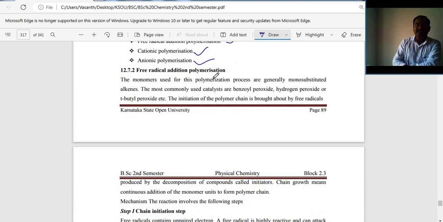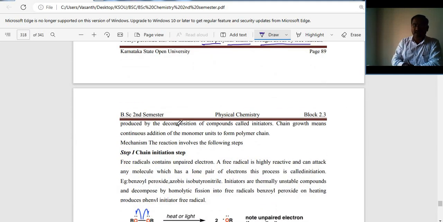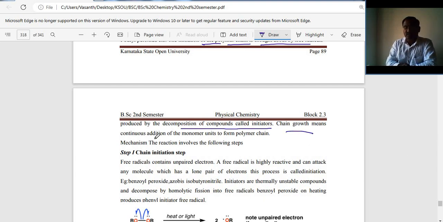In free radical addition polymerization, the monomers used for this polymerization process are generally monosubstituted alkenes. The most commonly used catalysts are benzoyl peroxide, hydrogen peroxide or tertiary butyl peroxide. The initiation of the polymer chain is brought about by free radicals produced by the decomposition of compounds called initiators. Chain growth means continuous addition of monomer units to form polymer chains.